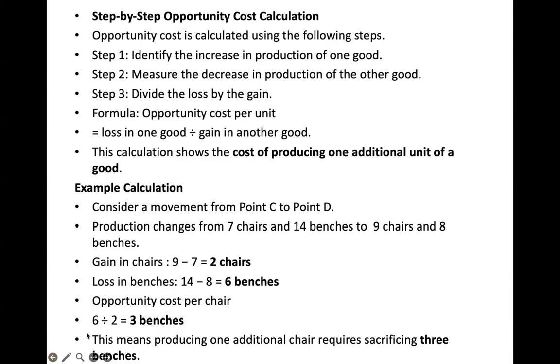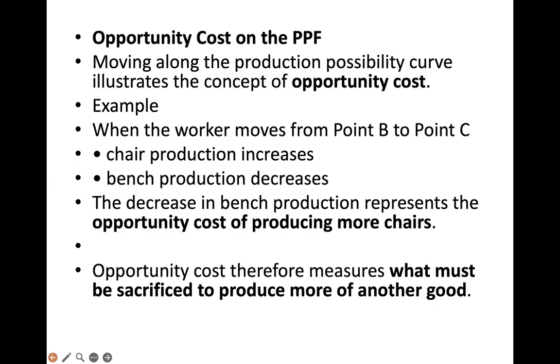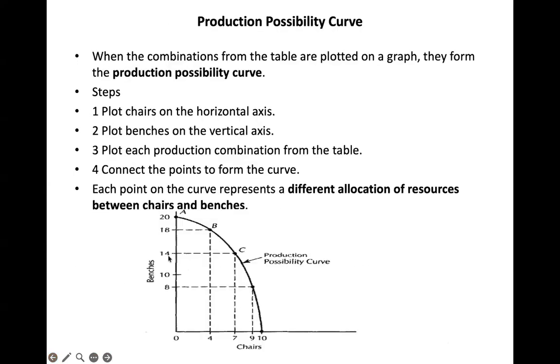Let's go over again. The firm was producing 14 benches at point C. So in producing 14 benches, he was producing 7 chairs. Now he moved to D, where he was producing 8 benches but 9 chairs. So let's compare the 14 benches to 8.